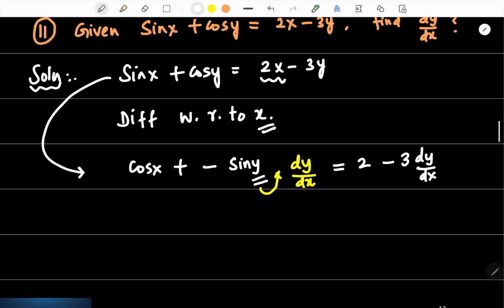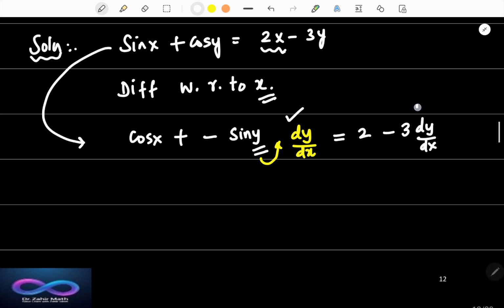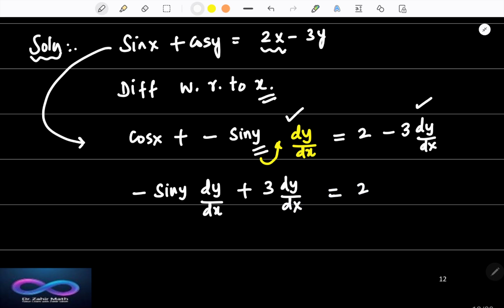Okay. Now let me collect all the dy by dx terms on one side and the number terms on the other side. Number terms are the terms which are free from dy by dx. So this is dy by dx, this is dy by dx. So negative sine y dy by dx comes this side, plus positive 3 times dy by dx is equal to 2, which is this side. This goes that side, 2 minus cosine x. Okay, everybody?